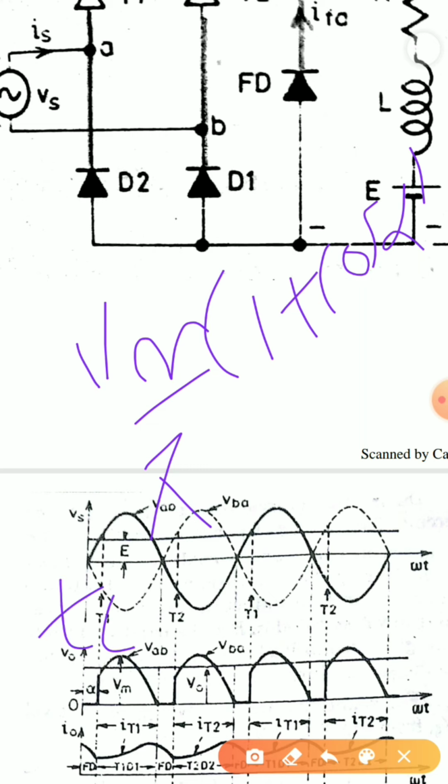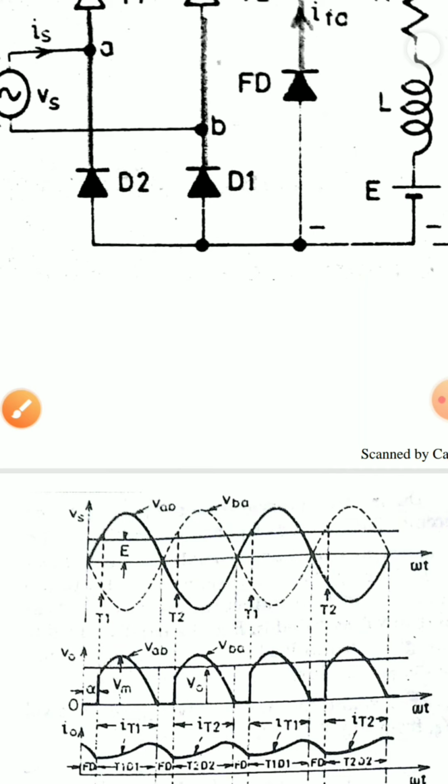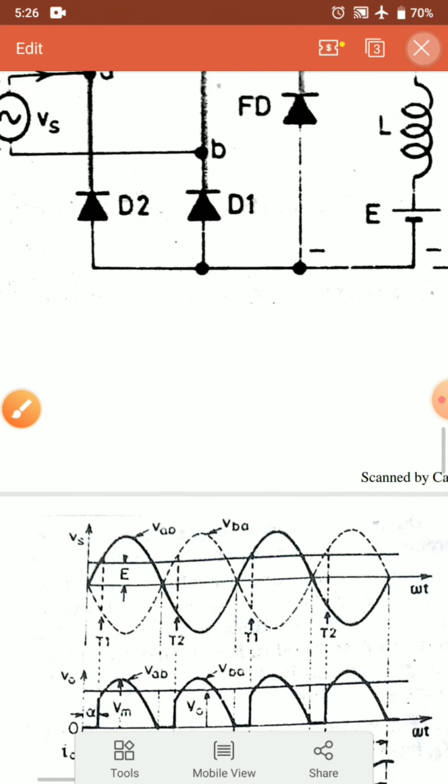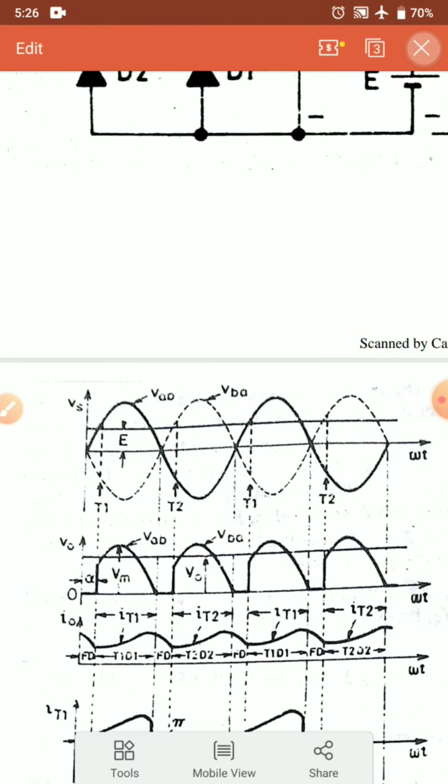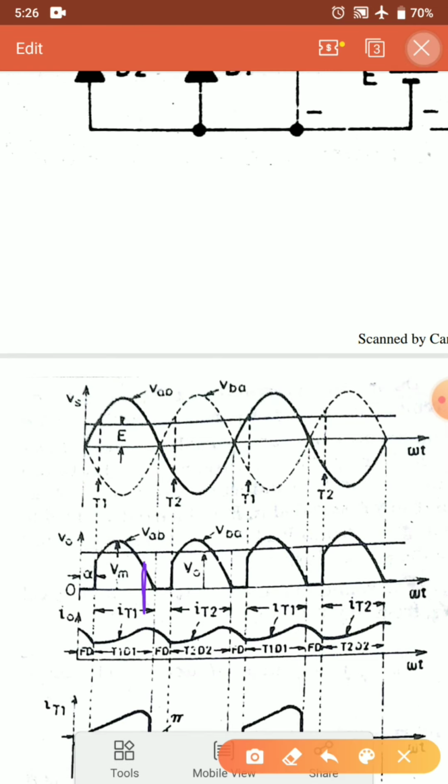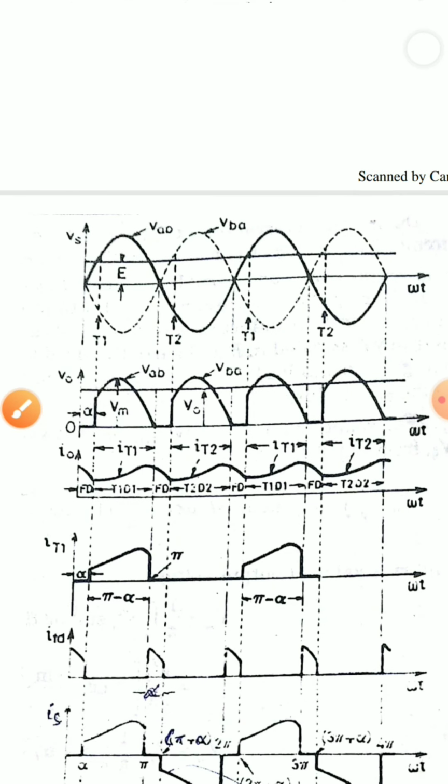Here also the circuit turn off time is the same, pi minus alpha by omega seconds. How? Because clearly we can make out that from pi to pi plus alpha, this duration, the circuit turn off time is nothing but the duration where my SCR is reverse biased. So from here I can clearly make out that for this duration my SCR is reverse biased.